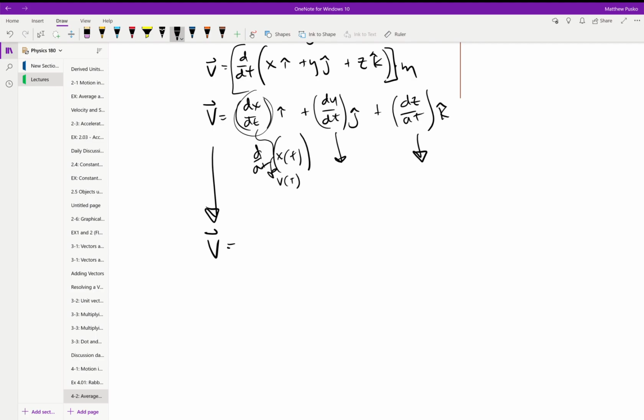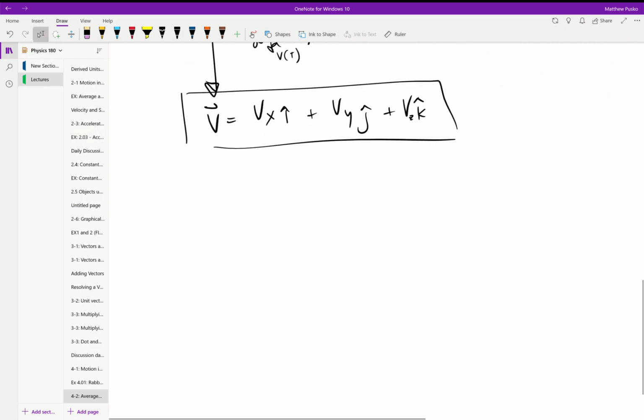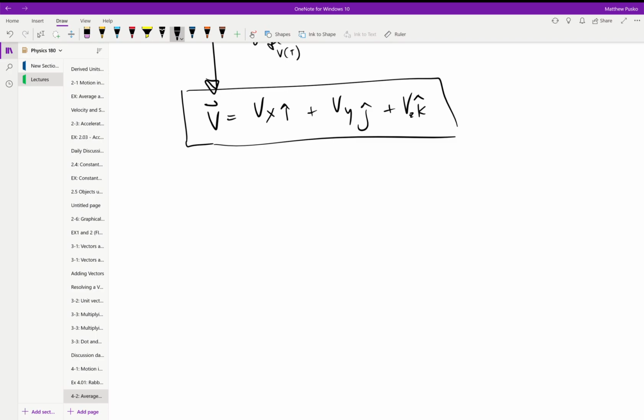The velocity vector would be equal then to the velocity in the x direction plus the velocity in the y direction plus the velocity in the k direction, and that's z. Alright, so all those are actually important. We will be using them. And if you ever have to, we can find each component as dx/dt, the y component as dy/dt, and the z component as dz/dt.